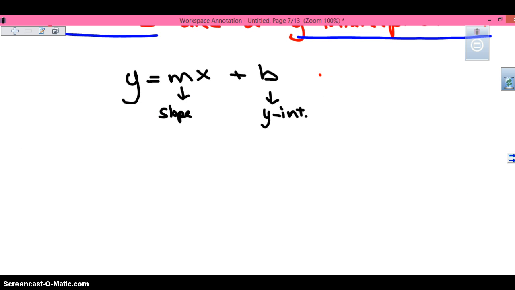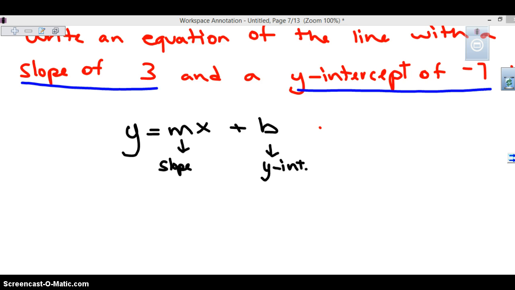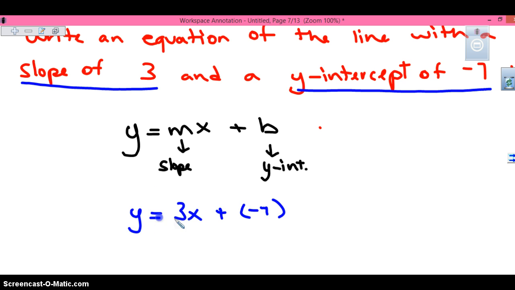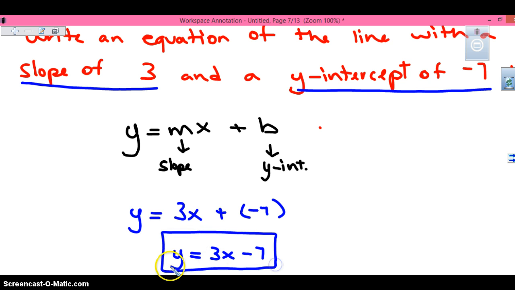So we need to write an equation with a slope of 3. That means we can substitute m with 3, and with a y-intercept of -7, we can substitute b with -7. Now in this case we're left with a plus and a minus together. We can simplify this and say y equals 3x minus 7. This would be our equation of the line.